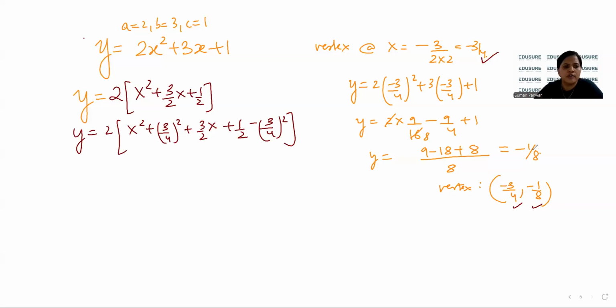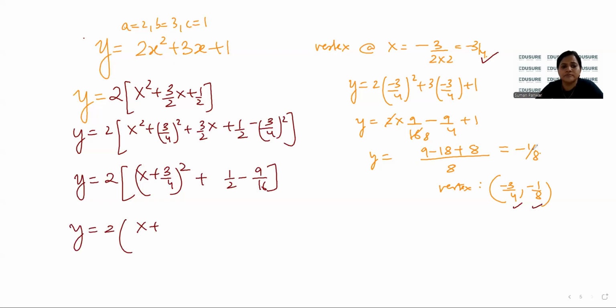Okay. So this will become 2 times (x plus 3 by 4) square. This is being taught so that you know how to convert a quadratic function into vertex form. And then this is going to be half minus 9 by 16. So y turns out to be 2 times (x plus 3 by 4) square plus 2 times (half minus 9 by 16). So this is minus 1 by 16. So y turns out to be, look at the beauty. We are able to convert.